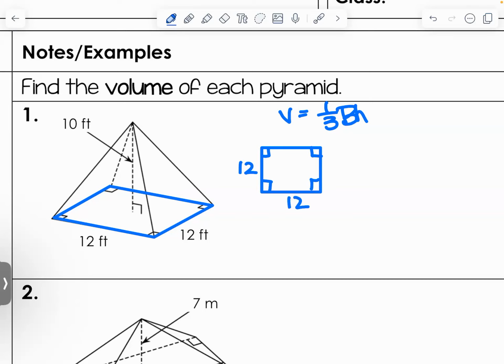So the first thing we have to do in order to find the volume of our square base pyramid, we need to find big B, the area of the base. Then when you do 12 times 12, which is 124. Is Tony correct? We need to take 12 times 12 to find the area of that square, which is 144.